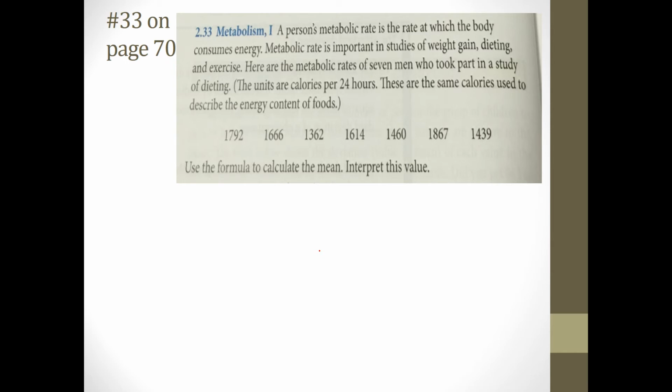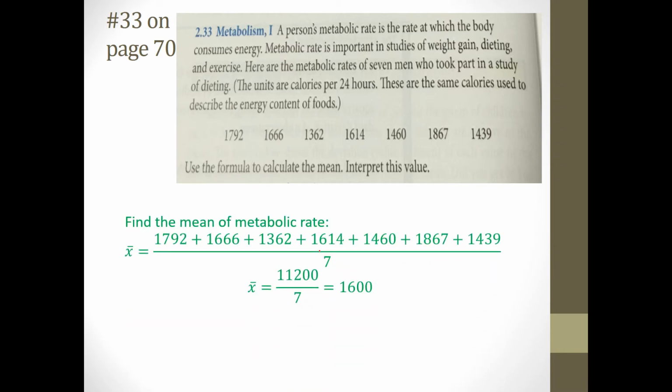A person's metabolic rate is the rate at which the body consumes energy. A metabolic rate is important in the studies of weight gain, dieting, and exercise. Here are the metabolic rates for 7 men who took part in a study of dieting. The units are calories per 24 hours. These are the same calories used to describe the energy content in food. Use the formula to calculate the mean and interpret this value.